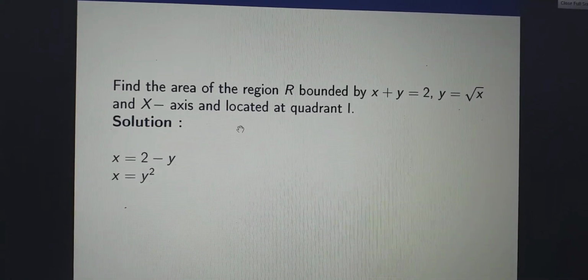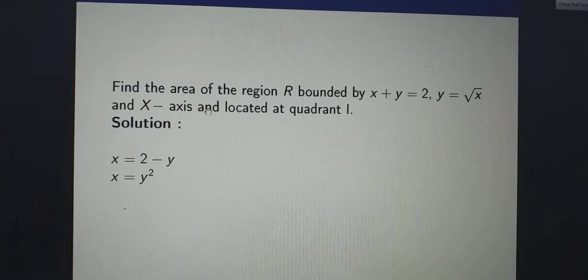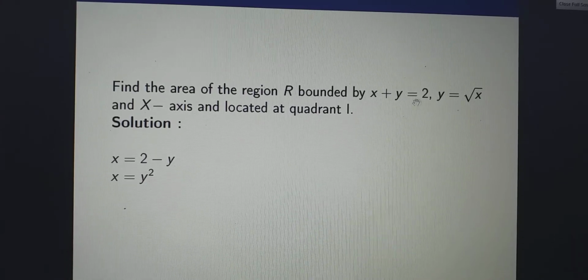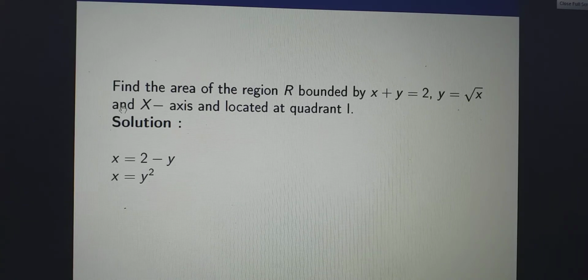Okay, this is the first example. We must find the area of a region R bounded by the curve x plus y equals 2, y equals square root x, and the x-axis, and also located in quadrant 1. So this is the solution.